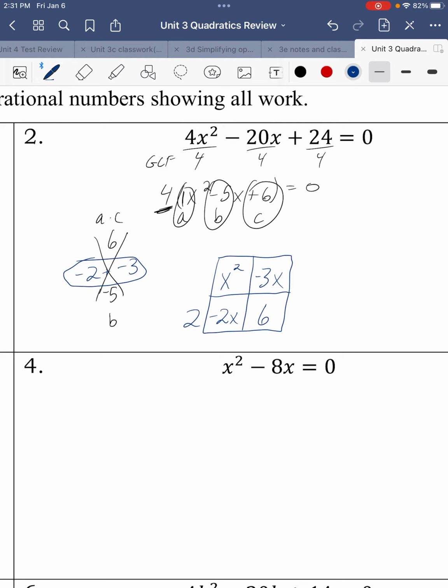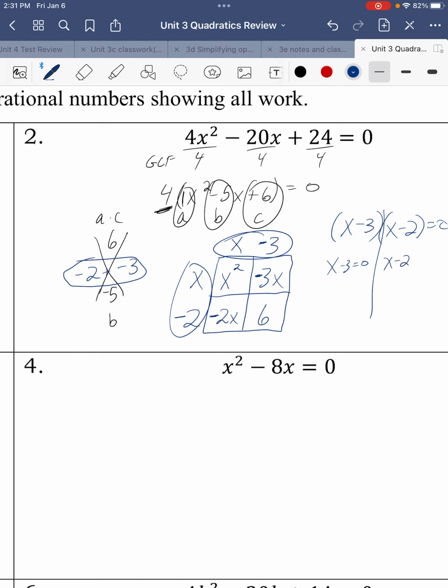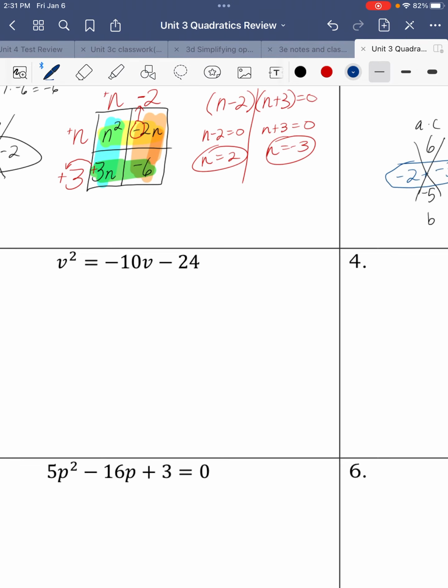Greatest common factor of the bottom row is 2. Top row is x. Last column is 3, and the first column is x. Because of the negative 3, it's going to be a negative. Because of the negative 2, it'll be a negative. So my factors are x minus 3 and x minus 2. Set each factor equal to 0, because if either factor equaled 0, the whole equation would be 0. So we get x equals 3 and x equals 2.